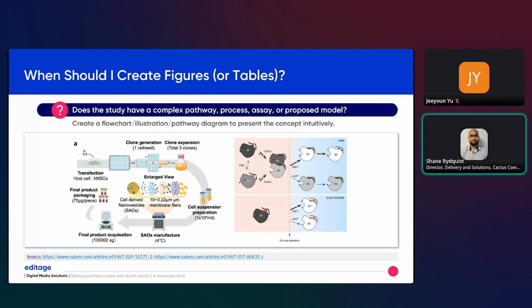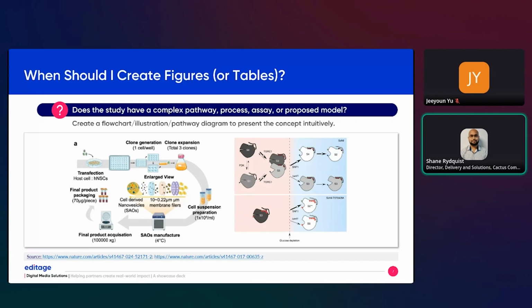And examples of the same are visible to you right here, right? So when the pathway is complex, the process that you're providing is new, novel, or is an improvement on what is known earlier, then using a flowchart or an illustration to demonstrate that or to showcase that in a single glance becomes very important.